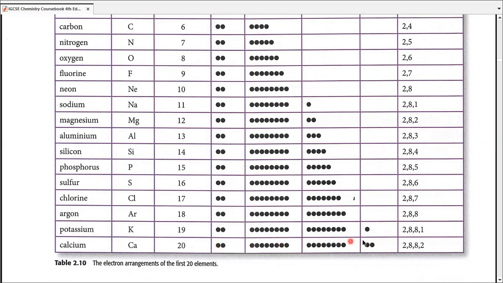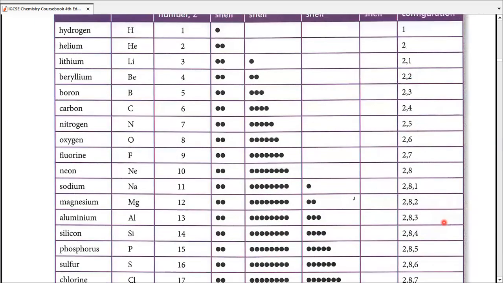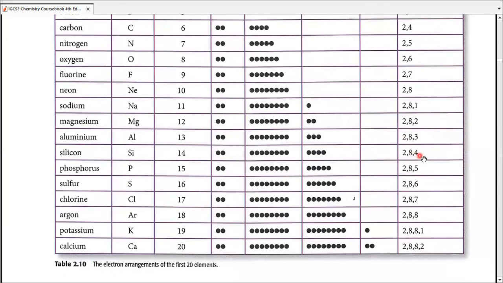Either you can put in the dots, or you can write them in numbers. Writing them in numbers is a pretty simple method. We keep writing the numbers for shells, the electrons they hold, and we either keep putting in commas, like we did in the table, like this, for potassium, or you can even put full stops in between. Both the methods are acceptable and have been used in past papers.